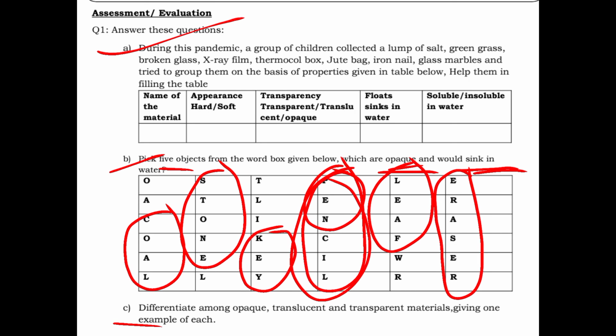Then question number C is: differentiate among opaque, translucent and transparent materials, giving one example each. So we have to differentiate opaque, translucent and transparent materials. Opaque material is the one through which we cannot see.